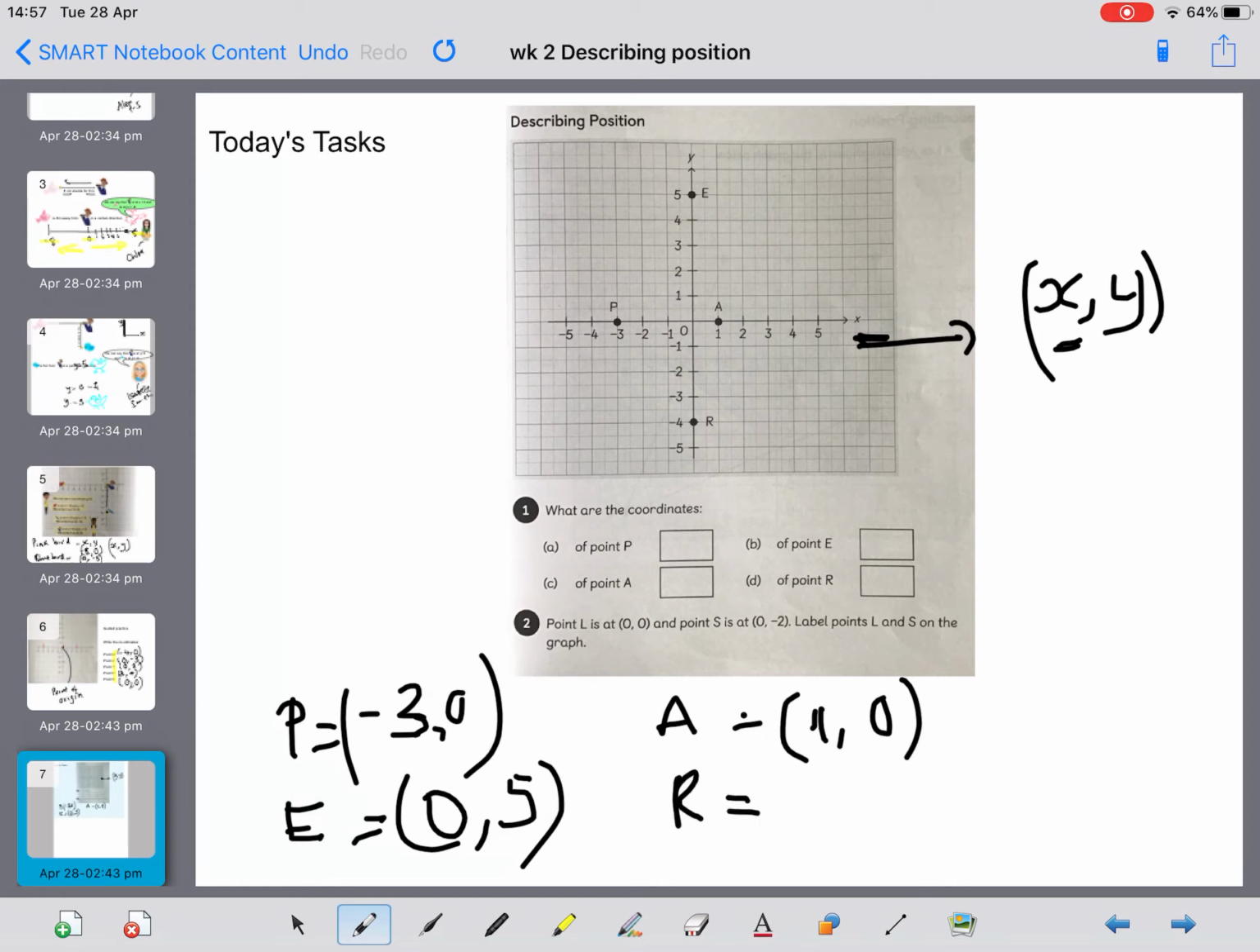And then R, let's look at R, it's right down here. So let's look at the x-axis first. Has it gone anywhere? No, it's stayed on the line, which makes it a 0. And then for y, it's gone down to there, which makes it -4. Okay, that's 1.